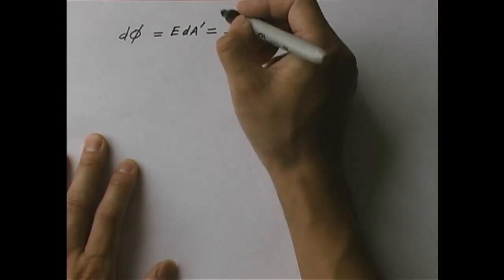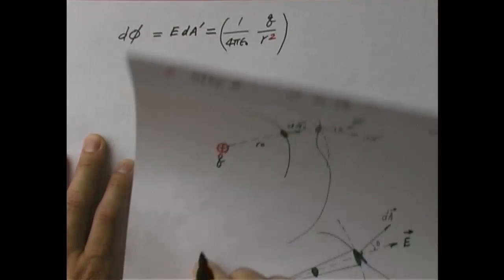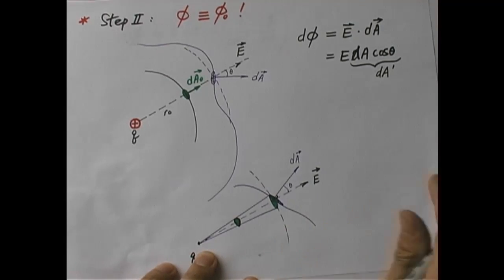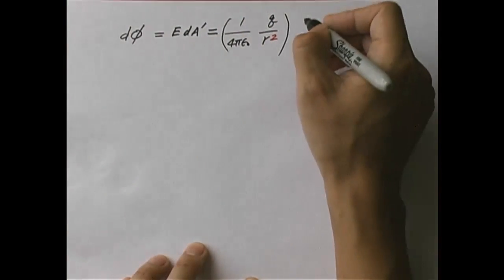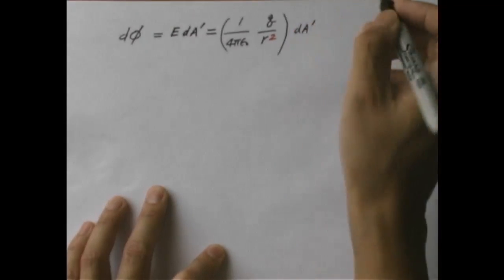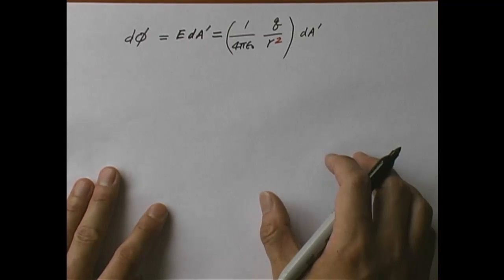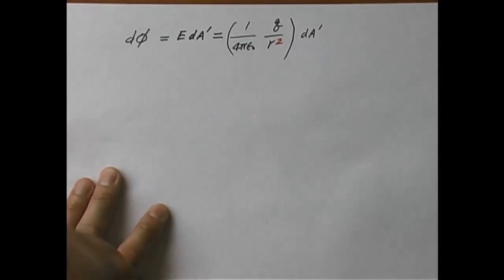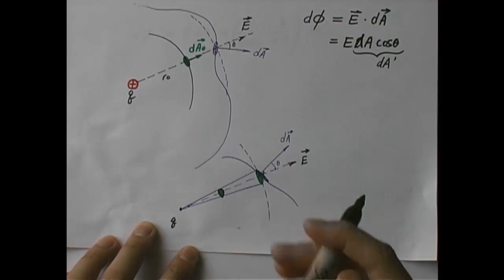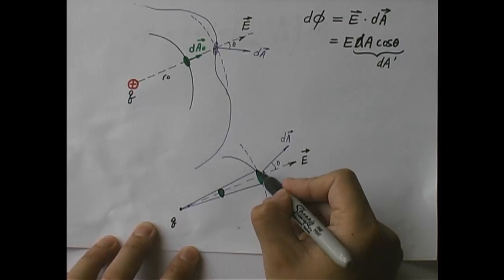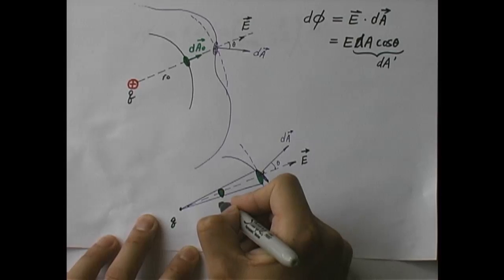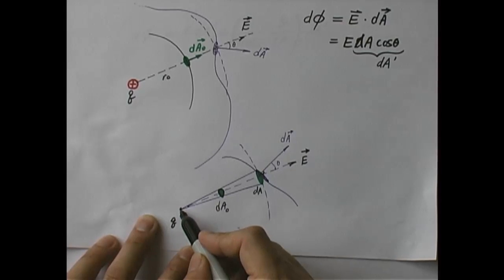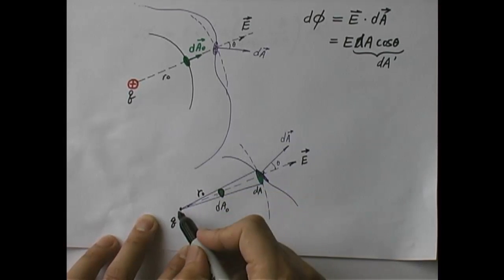And then multiply it by what? dA prime. What's dA prime again? dA prime is this little area. Now, how is dA prime, which is this little green area, related to that area, which is dA naught? So this is dA naught. This is dA prime. The distance from here to there is r naught, and from here to there is r.